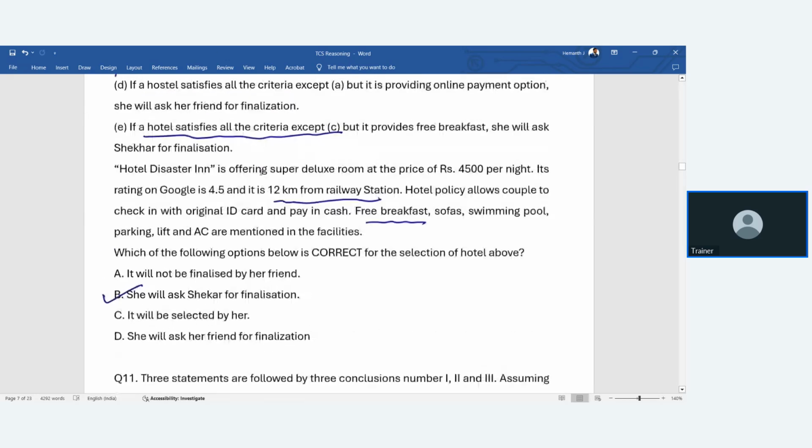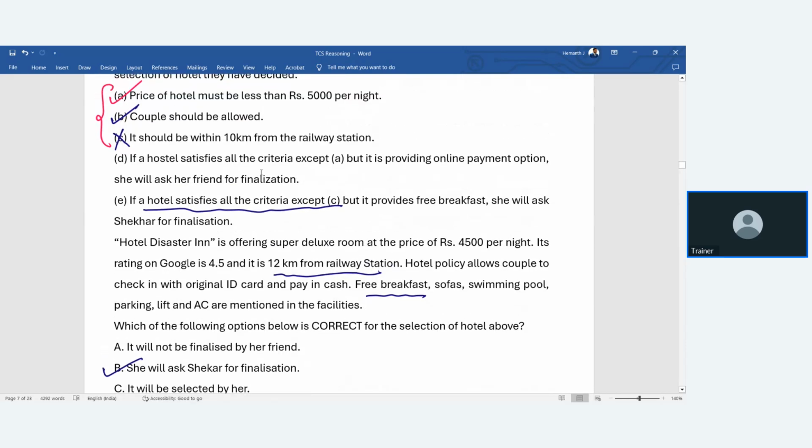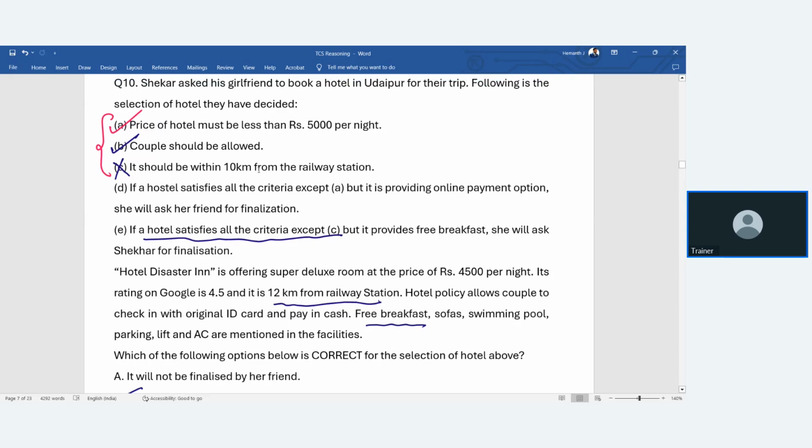If everything is satisfied, she will select it. But there is one condition, within 10 kilometers, and this is 12 kilometers from the railway station. Hotel policy allows couples, couple allowed. Fine, but see, the remaining things, you just have a look.